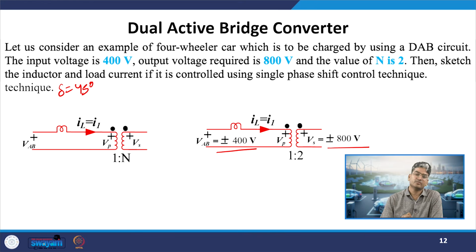On the primary side we have one bridge. If S1 and S4 are on, then we will get plus 400. When S2 and S3 are on, we will get minus 400 volts. So, plus 400 volts will be applied when S1 and S4 are on, and if the complementary switches are on, we will get minus 400. In the same way, on the output stage we also have one bridge. Based on which two devices are on, we will get plus or minus 800 volts. This denotes all combinations of voltage which can be applied across the transformer and inductor terminals.